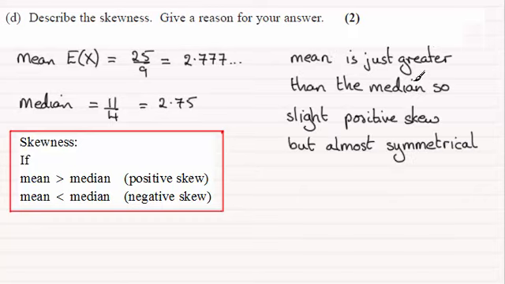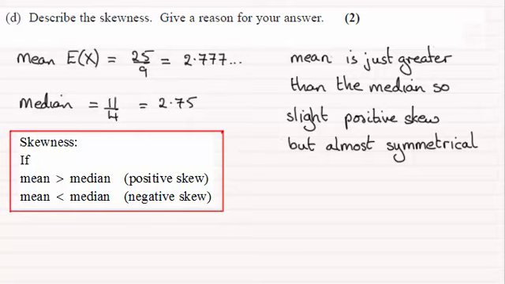The mean is just greater than the median, so slight positive skew, although positive skew is acceptable. Or you could have just that it's symmetrical. I've put but almost symmetrical because they're not exactly the same, okay?